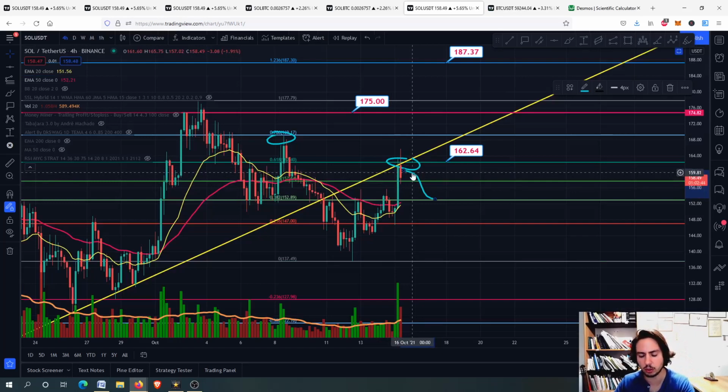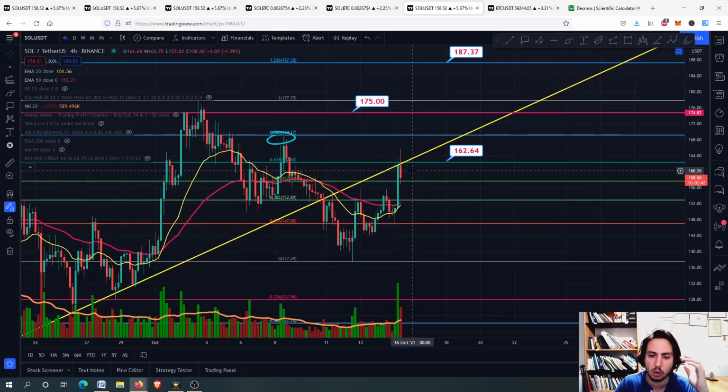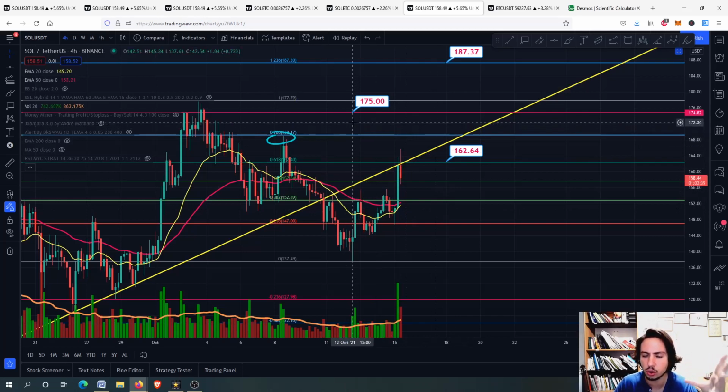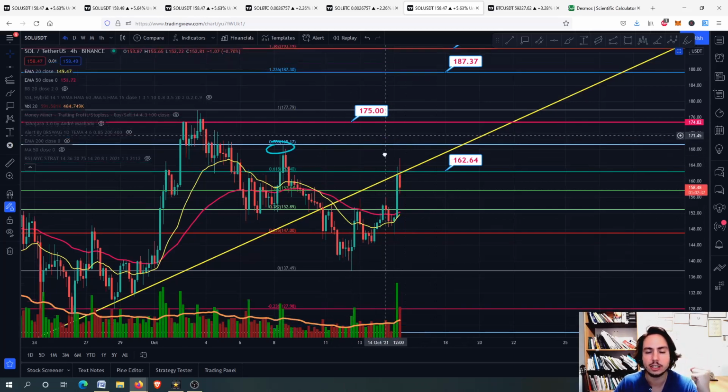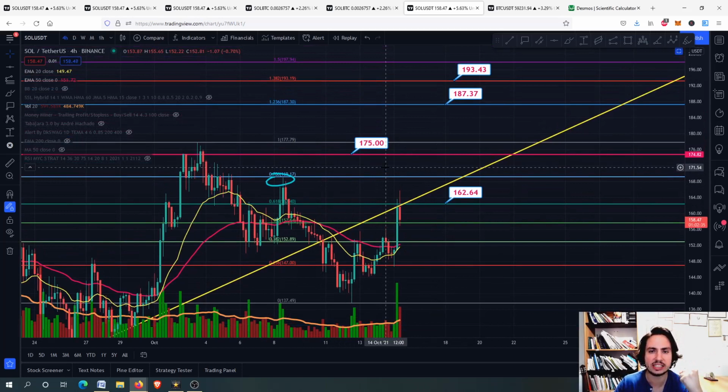For the time being, we got rejected on the 0.618, and you know already the targets that you should keep in your mind, so you can have some nice swing trades, some nice buying strategies for Solana.